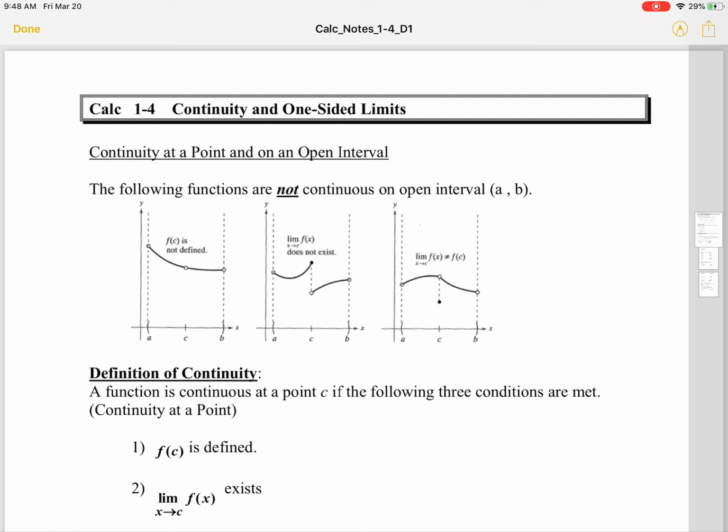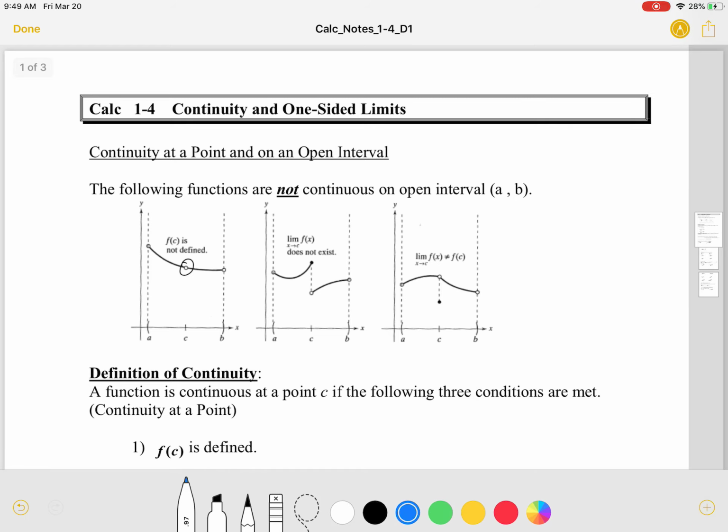Okay, so we're in 1-4. We're talking about continuity and one-sided limits. Okay. So continuity at a point and on an open interval. The following functions are not continuous on open interval AB. Okay. Notice it's not continuous because we have this little hole in there. We have a nice little split right there where it jumps. And then we also have this little point that drops down below the hole. Okay?